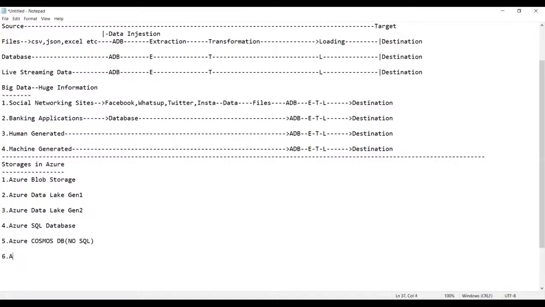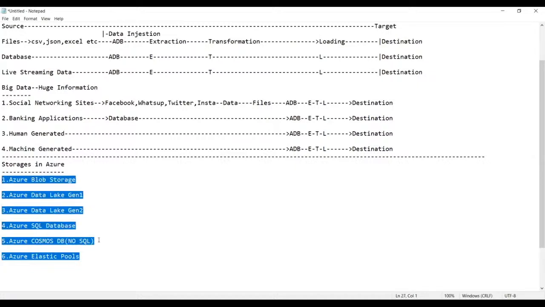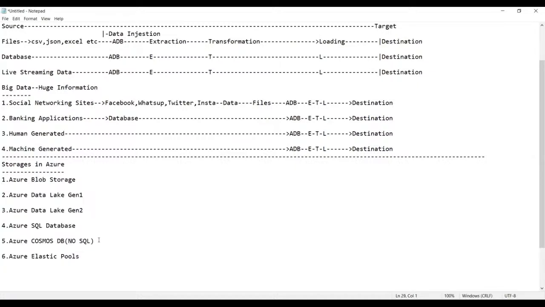Azure Elastic Pools. Can you see here? These are the various storages you have. Out of all the storage, this storage is going to retire in 2024. Hence, we cannot create only this. The rest of all we can create and use. Only this storage you cannot create, guys.